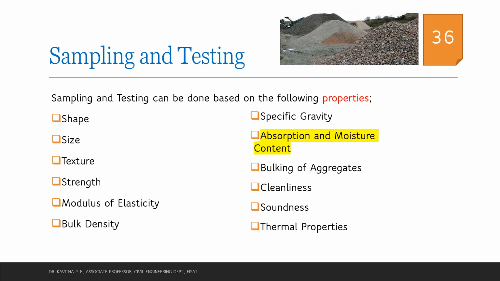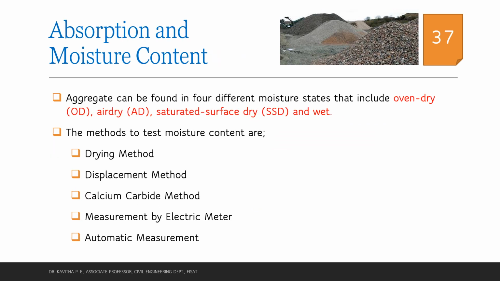Now let us consider the property absorption and moisture content. Four different moisture states in aggregates can be oven dry, air dry, saturated surface dry, and wet. There are a number of methods to calculate the moisture content. They are drying method, displacement method, calcium carbide method, measurement by electric meter, and automatic measurement.